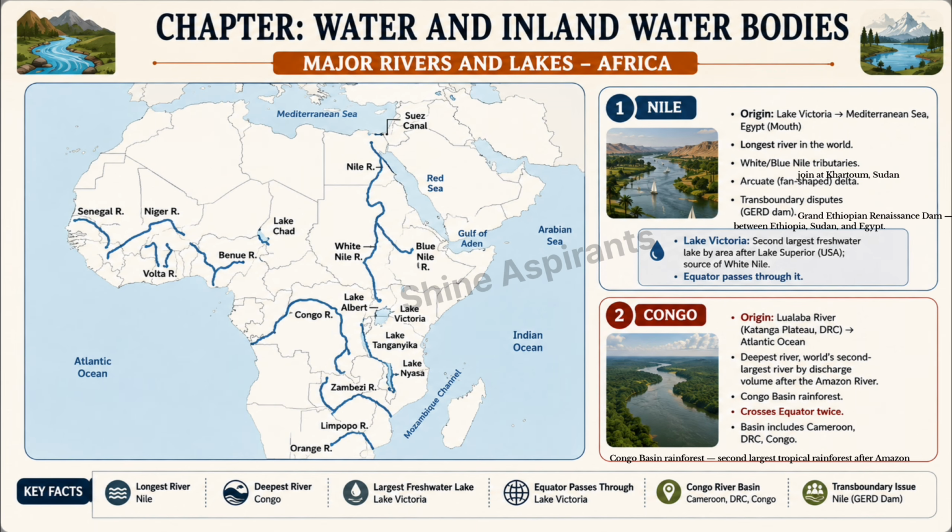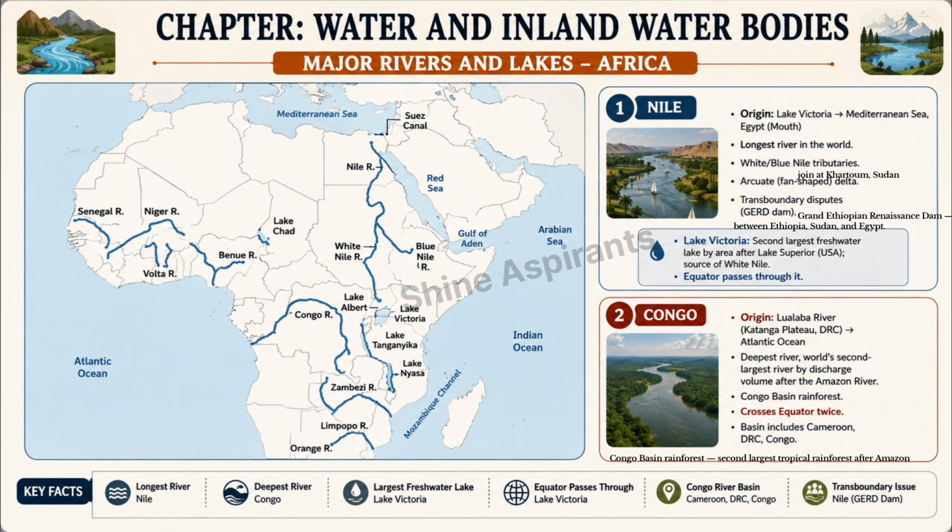Africa, major rivers and lakes. Nile River. Origin, Lake Victoria; mouth, Mediterranean Sea, Egypt. Type, longest river in the world. Tributaries, White Nile and Blue Nile join at Khartoum, Sudan. Delta type, arcuate, fan-shaped delta.